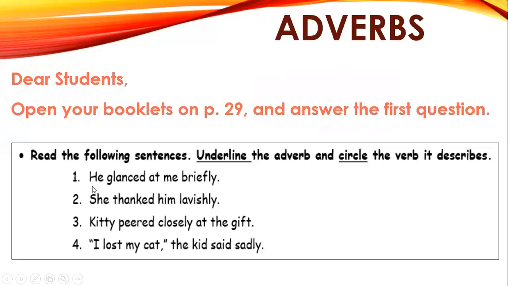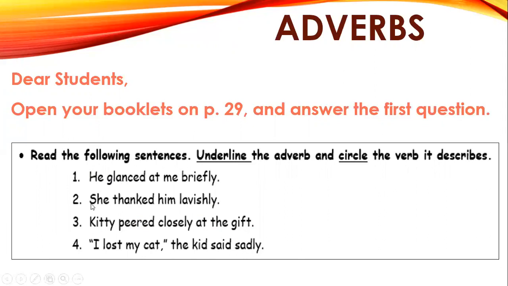Let's see. Number one, he glanced at me briefly. Okay, we know that the verb comes after the subject. He is the subject, glanced is the verb. What word in the sentence describes the verb? It is briefly and it ends with ly, so it is the adverb. Please underline the adverb and circle the verb.